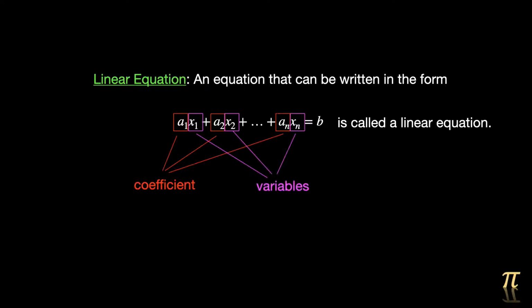If we have an equation in two variables, we will denote the variables as x and y. If we have a linear equation in three variables, then we will write it as x, y and z. If, for example, we have a linear equation in 10 variables, we will write it as x1, x2 and so on up to x10.